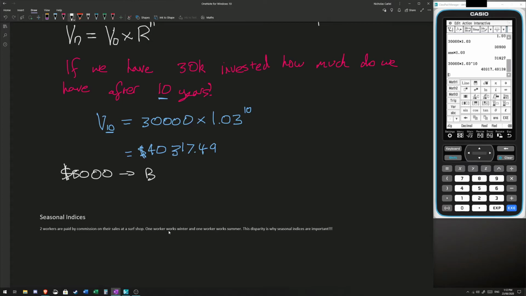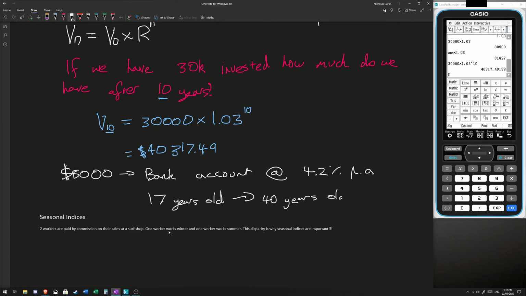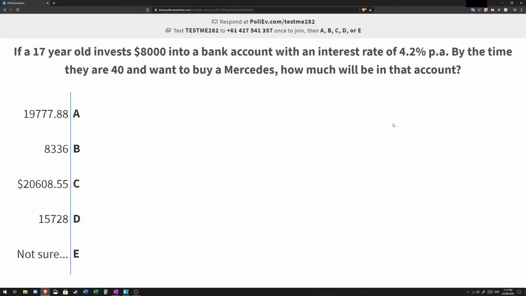Let's say we put that into a bank account that gives us 4.2% per annum. And we're 17 years old at the moment. Okay? When we're 40, I won't say we're going to go through a midlife crisis or anything like that, but we want to buy like a Mercedes or something nice. How much money will be in that account? We haven't touched it since then. We put $8,000 away. Okay? And if we go to this, a 17-year-old invests $8,000 into a bank account with an interest rate of 4.2%.